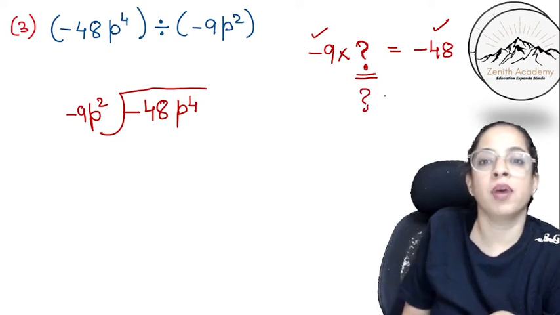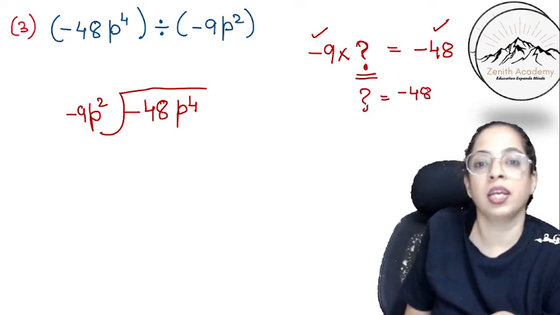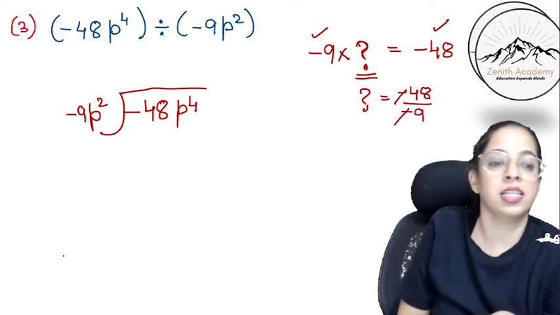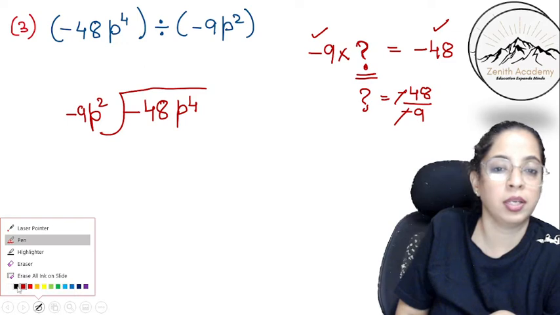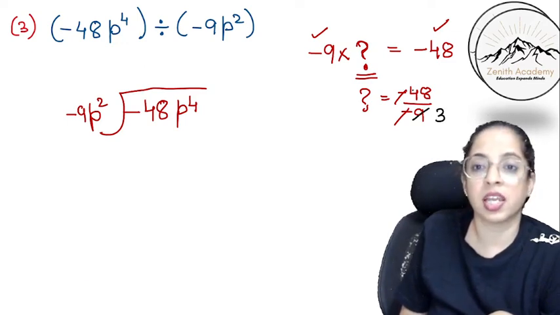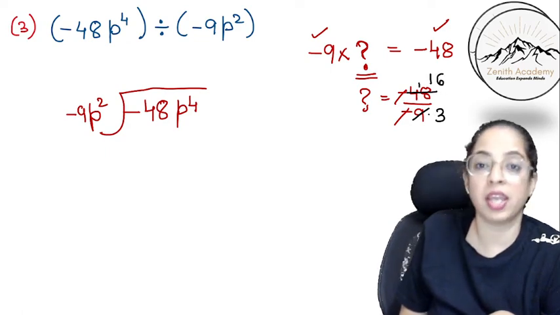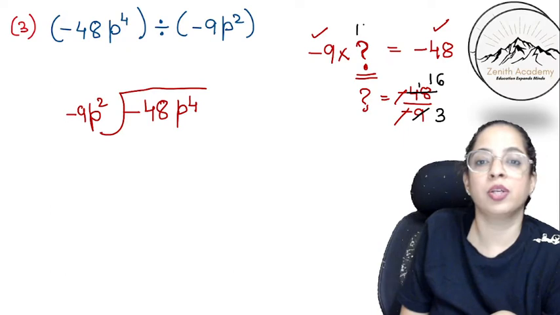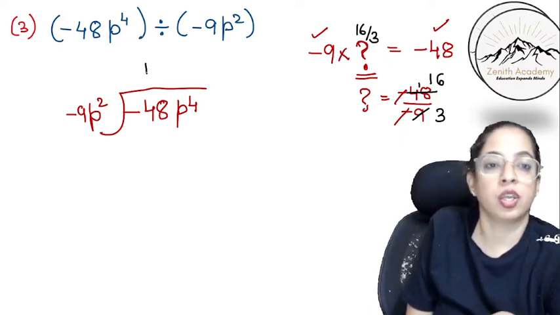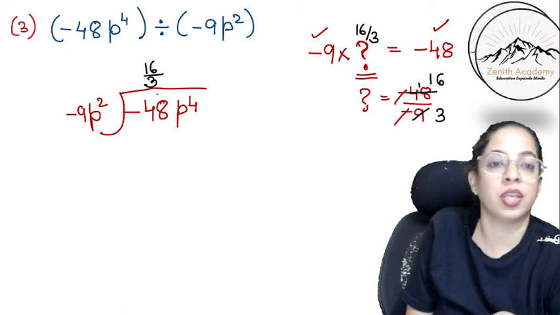So this question mark will be minus 48 divided by minus 9. So you cancel this and this. And what do you get? See, if I cancel it with 3, 3 3s are 9, 3 16s are 48. So it is 16 by 3. So minus 9 into 16 by 3 will give you minus 48. So here I will write 16 by 3.